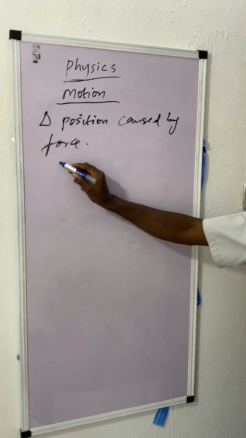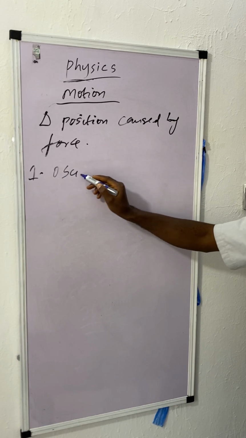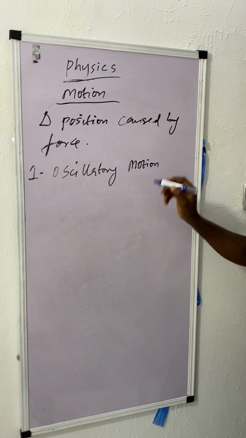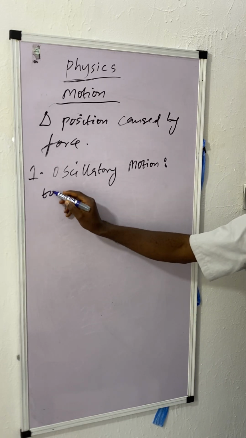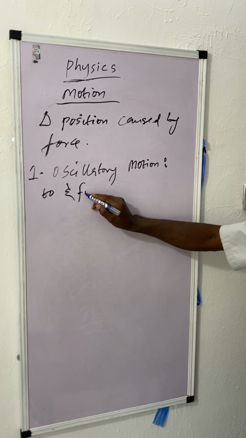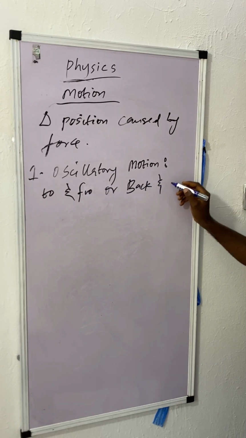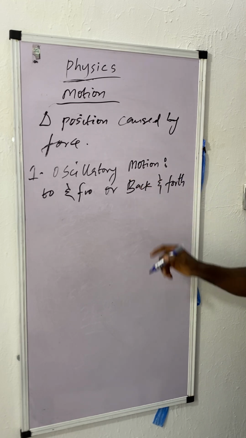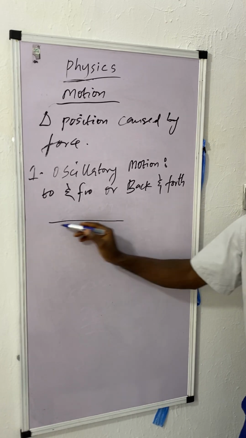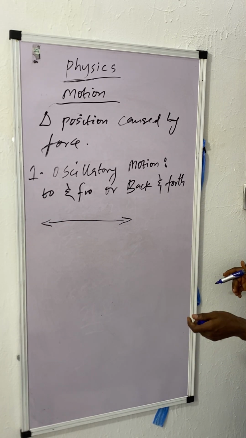We have oscillatory motion. The first one is oscillatory motion. Number one, oscillatory motion, which is what? To and fro, or back and forth motion. This is oscillation. For example, movement like this from right to left. So this one is to and fro.